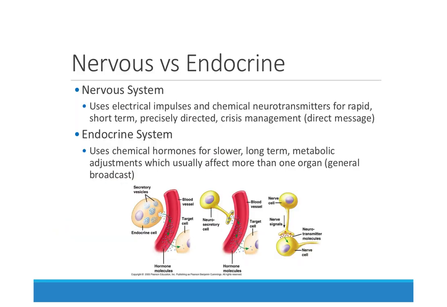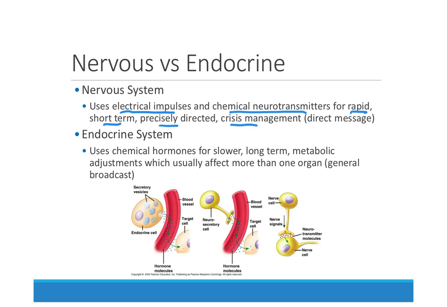So we've spent quite a bit of time talking about the nervous system. How does it compare to the endocrine system? Both systems are involved in communication, but they go about it in very different ways. The nervous system, remember, uses electrical impulses down a neuron and then chemical neurotransmitters across the synapse to provide rapid, short-term, precise messages that usually deal with some kind of crisis management. So a nervous system message can be thought of as a direct message from one cell to another, or from one cell to a muscle or to a gland.